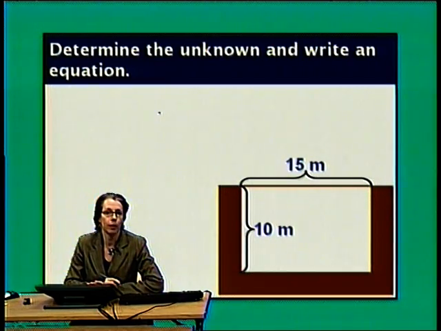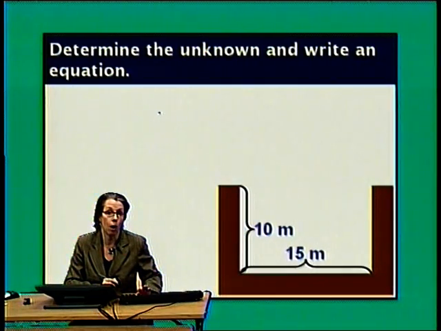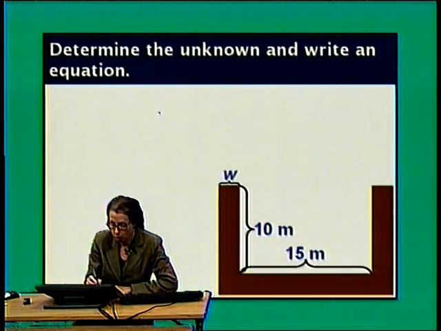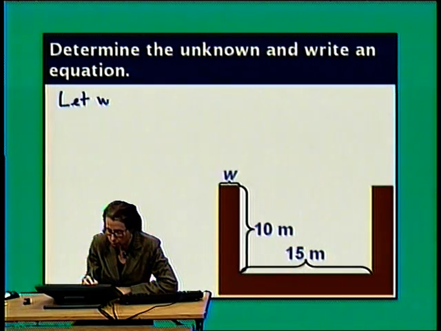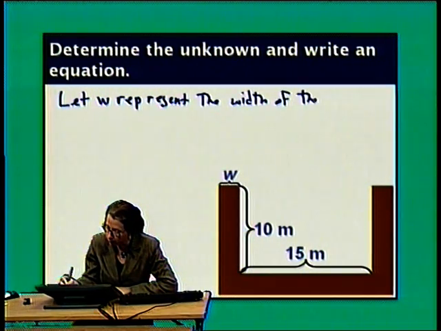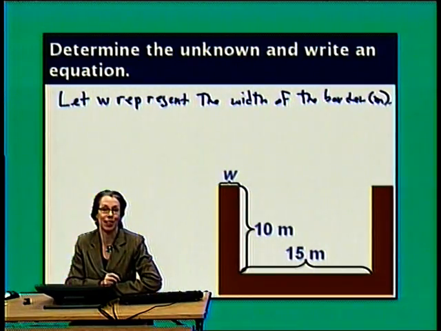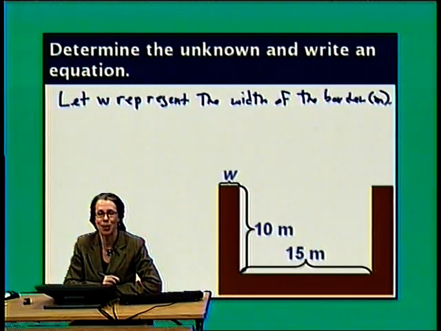So I want to determine the unknown and write an equation. Well, the unknown is the width of the platform, and I'm going to call that W. So I'm going to let W represent the width of the border. And I think I just called my border a platform. I was thinking of the last problem. And I'm measuring width in this case in meters, just like in the last problem.